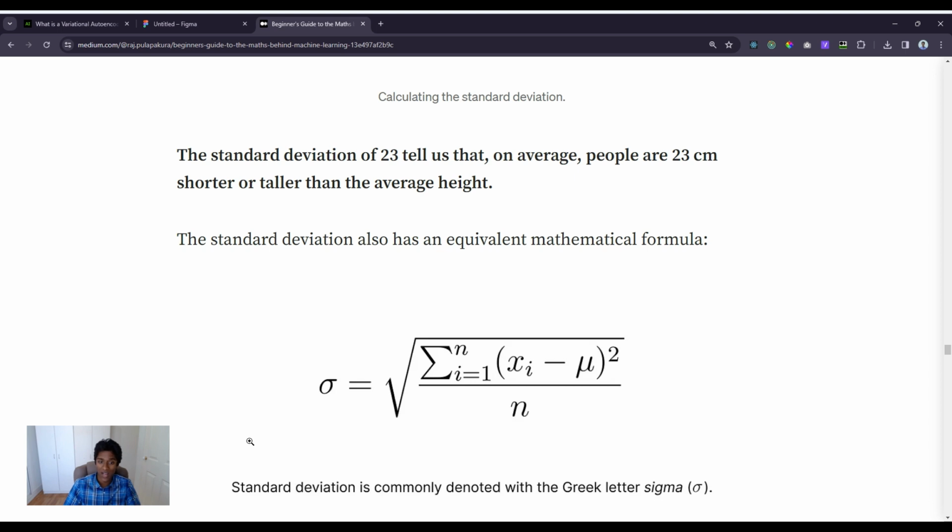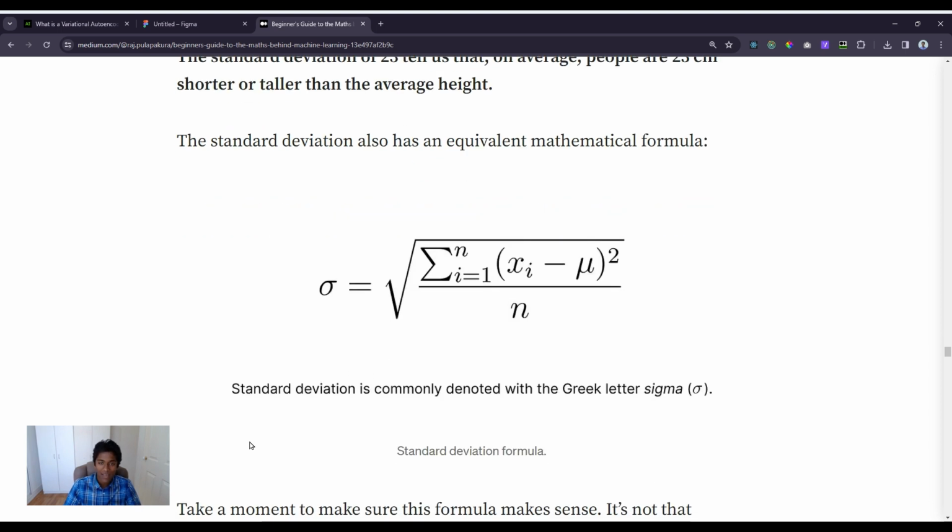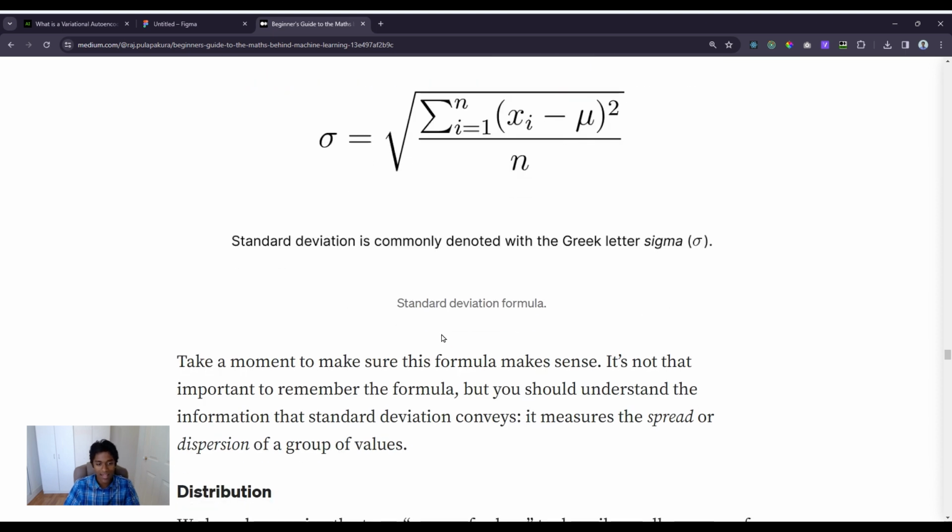Now, the standard deviation also has an equivalent mathematical formula. If you go over the previous steps and try to understand how this formula works, you'll see that this formula is just a mathematical representation of the above steps. The first step was to subtract the mean, so that's what we're doing here, x of i minus mu. The next step is to square the differences. And the next step is to sum all of the differences, so that's this sum operation here. Then divide by the number of elements, and then finally square root. Standard deviation is commonly denoted with the Greek letter sigma.